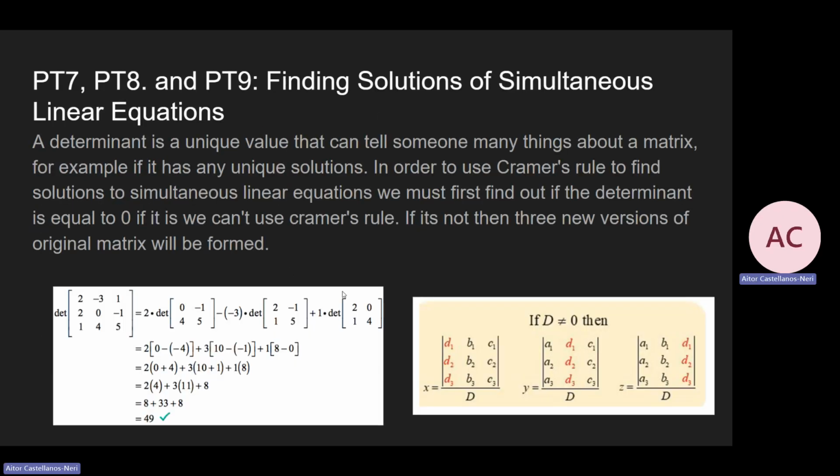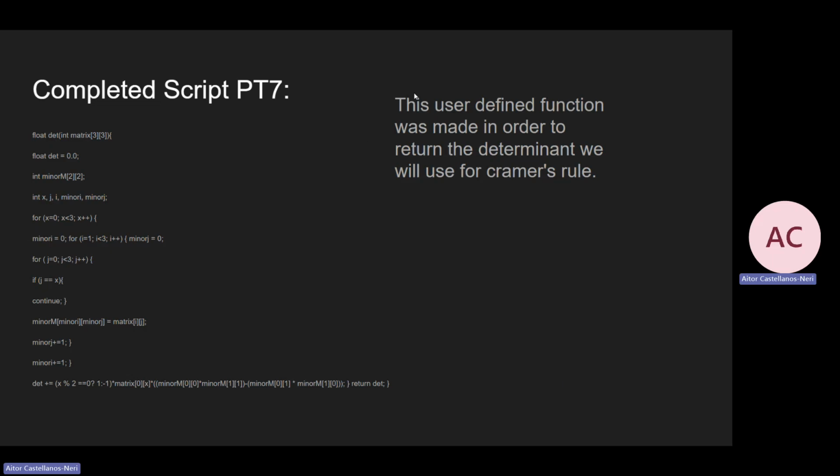Finding solutions to simultaneous linear equations. This one did take a little bit more work. Here's the determinant user function that I said, and here's Cramer's rule. We need to find out the determinant to see if it has any unique solutions, and first of all, it has to not equal 0, and then we can start doing Cramer's rule, as we're creating 3 new versions of the original matrix by replacing the respective rows. So yeah, this user-defined function was in order to use the determinant, and we'll use Cramer's rule.